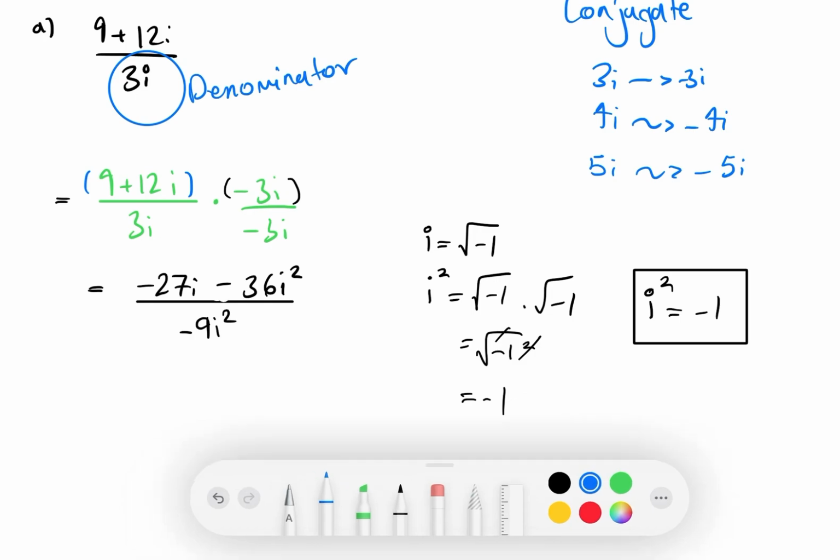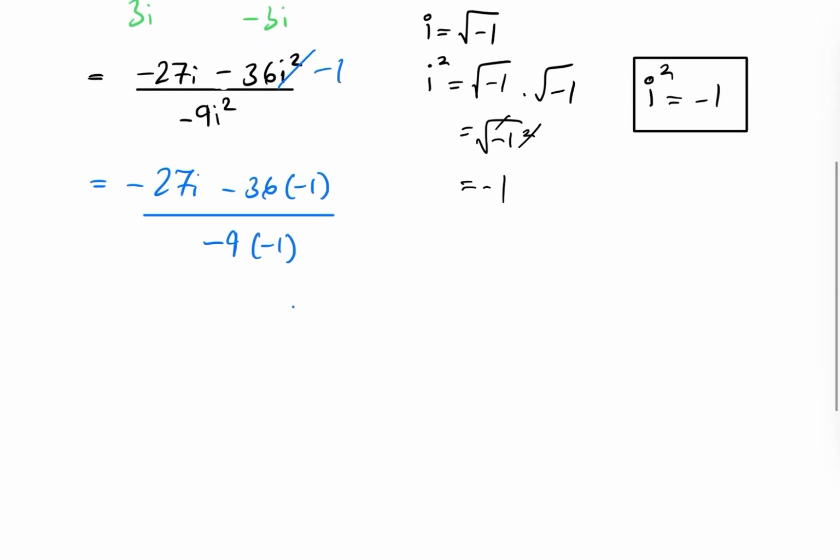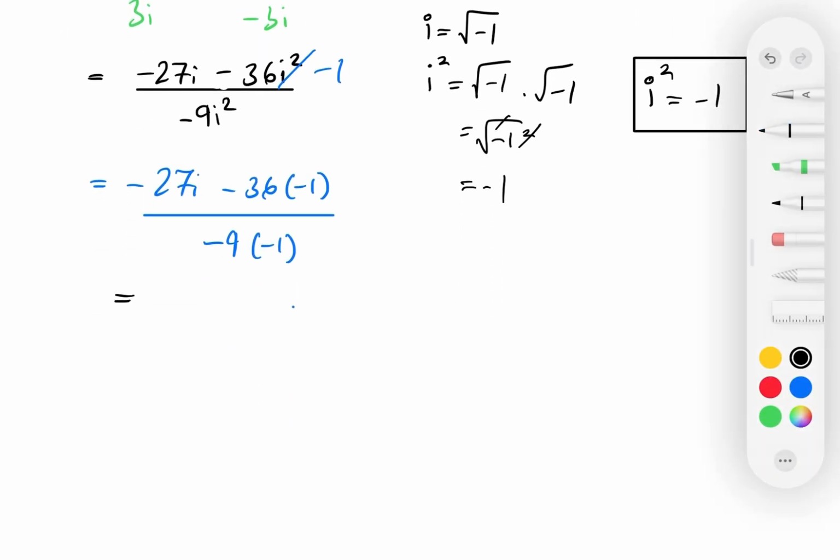Now, if we apply that over here, a bunch of stuff starts to change. So negative 27i remains as is. It's already in its simplest form. But 36i squared, you get negative 36 times negative 1, because i squared is negative 1. And on the bottom, you get negative 9 times negative 1. Let's scroll down. So that means that over here, we will have negative 27i plus 36 over positive 9.